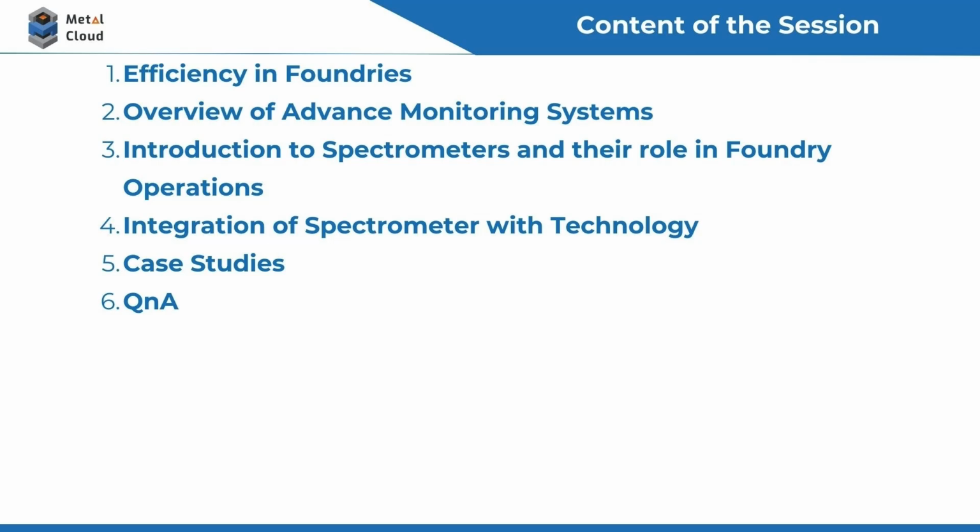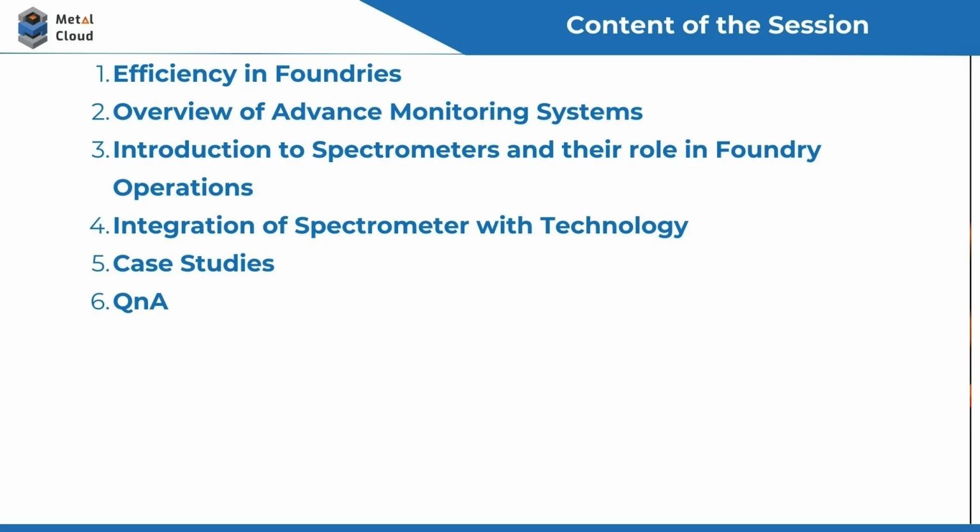So the overall content of the session will be like I will be talking about what exactly efficiency means, and what are the different parameters that can be measured to measure the efficiency of the foundries. And as we are talking about the technological integration, basically how to use these monitoring systems to improve the efficiency of the foundries, and later on we will be talking about spectrometers and their integration, their roles, and a few case studies that we have already, how we have integrated spectrometers for very good results, and then we will take the question and answers related to that.